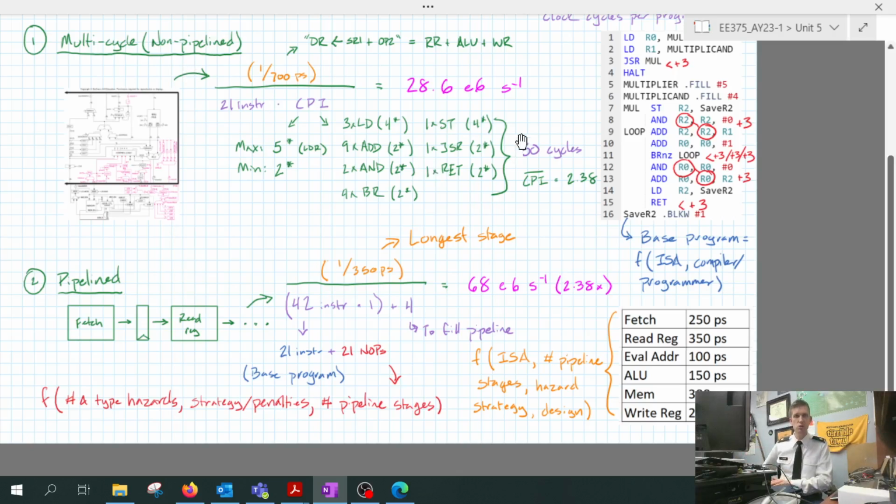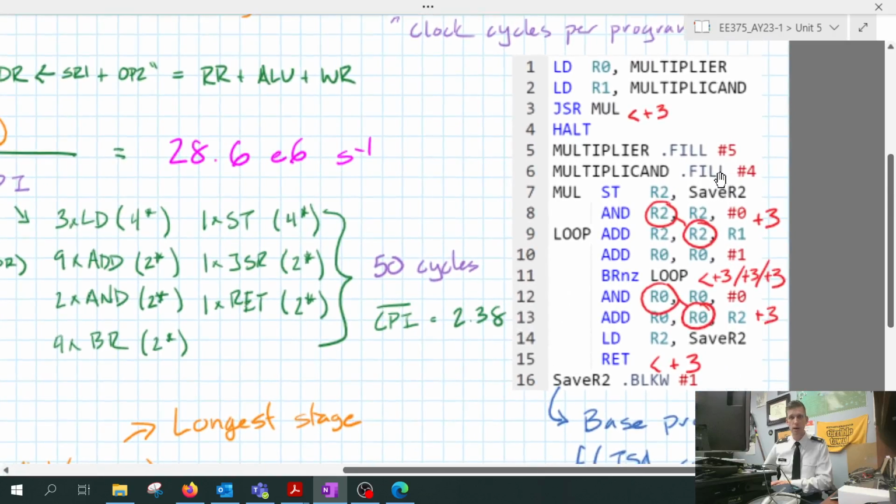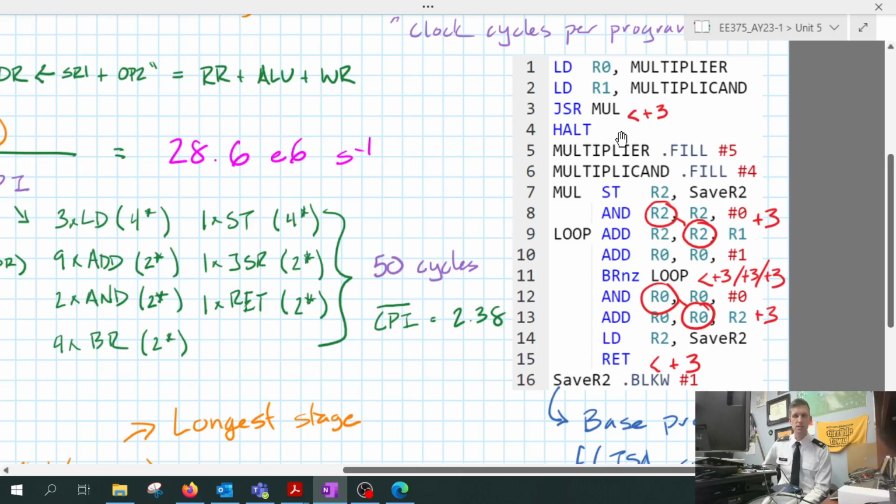To compare these 2, we're going to need a program to be used as our benchmark. So we'll use this program right here. This is a rehashing of our multiplication program. You can see here I'm loading 2 values into R0 and R1. I'm jumping to the multiplication subroutine. I'm doing the process where I repeatedly add into a register in order to simulate the multiplication, and then I return from my subroutine. You can ignore the red ink for right now. We'll get to that later.